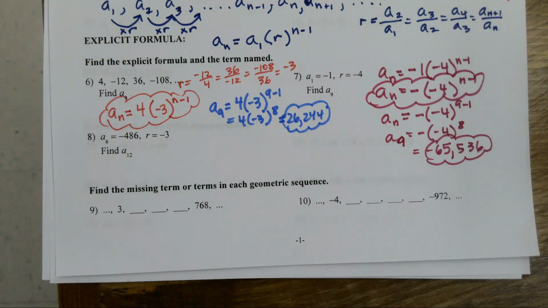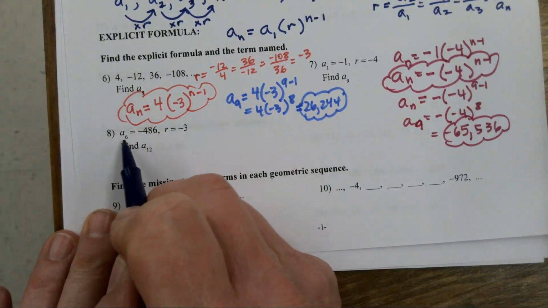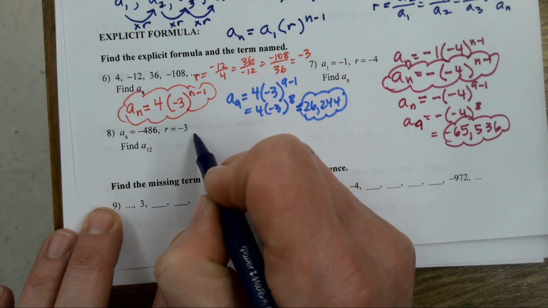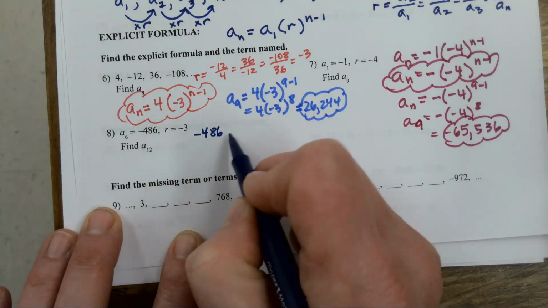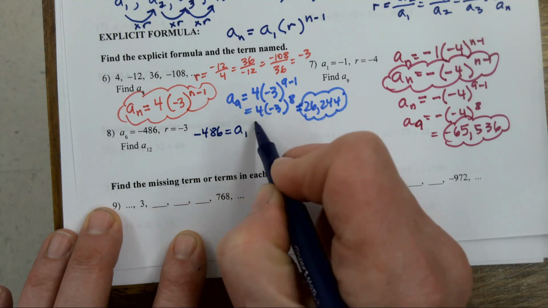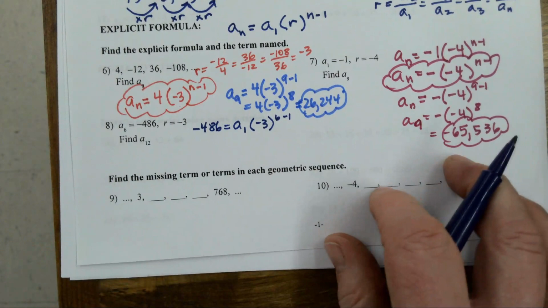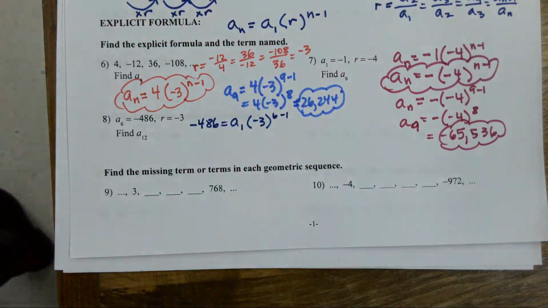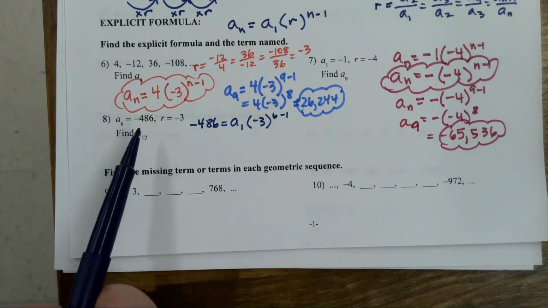Okay, so this is the sixth term I'm given. So I know that negative 486 is equal to the first term times negative 3 to the 6 minus 1 power. So I'm just using that a sub n equals a sub 1 times r to the n minus 1 power. If I know the sixth term, I can find a sub 1 using that. There's another way you could find a sub 1 as well.